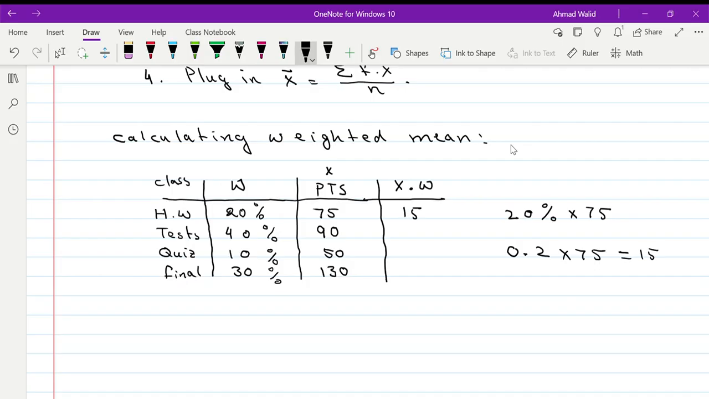For the next class, 40% means 0.4 times, you got here how much? 90 points. And if you multiply, let's do it, 90 times 0.4 equals, it gives you 36.